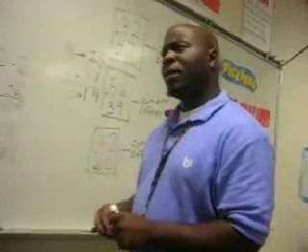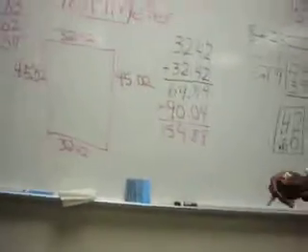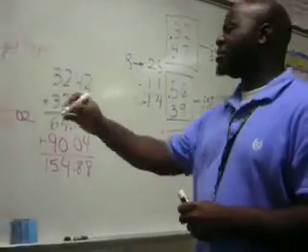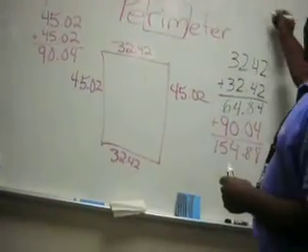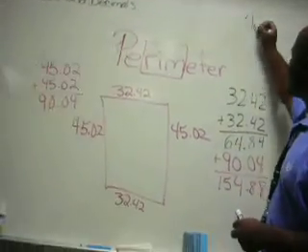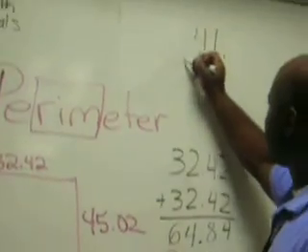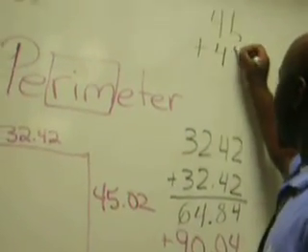Now, Miss Holland, couldn't we also have estimated to figure this out? We sure can. So how could we have done that? Could we have made these two sides both just 45? Correct. And we know that 45 and 45 will be 90.